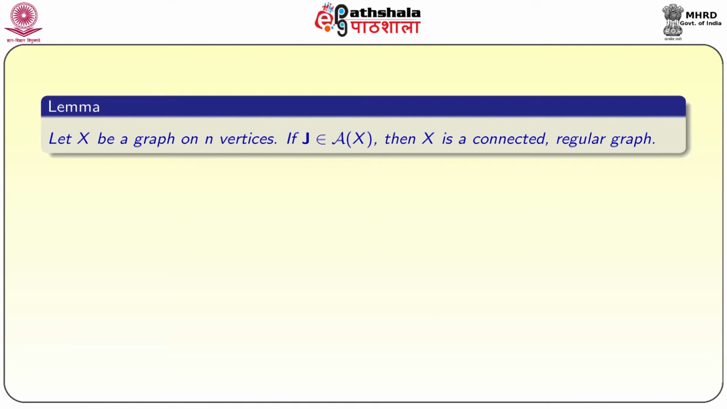Now, we are going to prove another lemma. Let X be a graph on n vertices. If J belongs to A of X, then X is a connected regular graph. With this, what we proved is that a graph X is connected and regular if and only if J is a polynomial in A, the adjacency matrix of X.